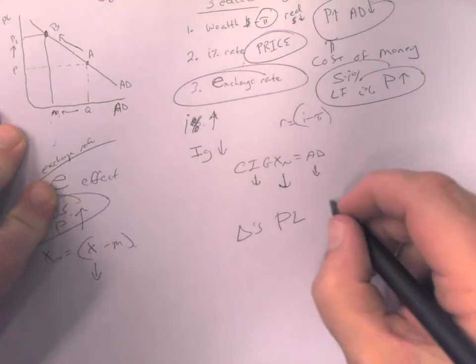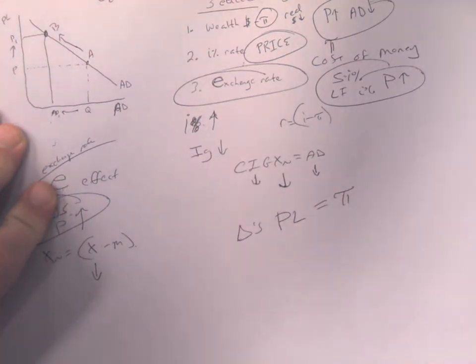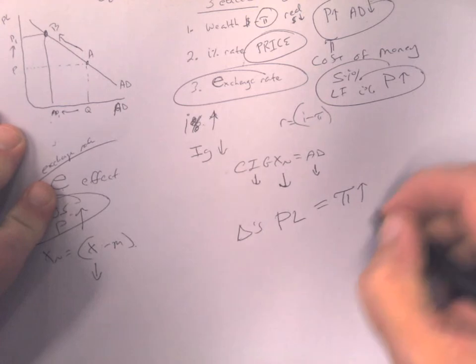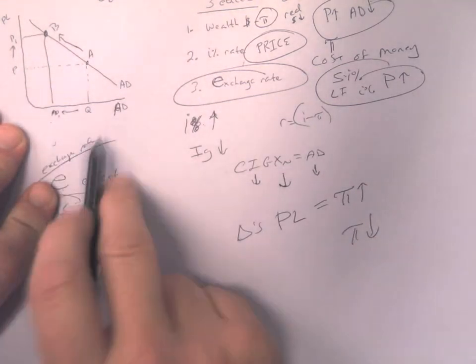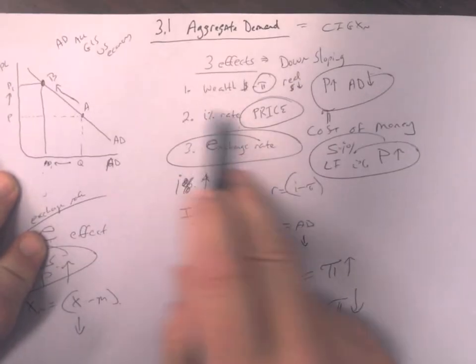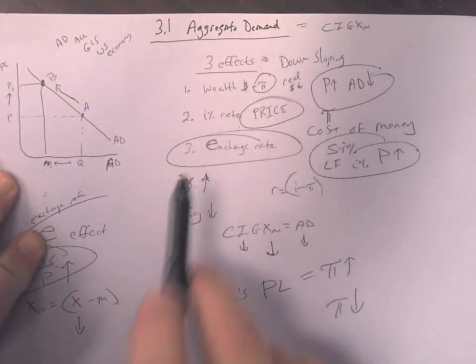So all in all, any changes in price level are going to affect everything. So changes in price level, that is inflation going up, or deflation going down. So changes in price levels are going to have changes to aggregate demand based on these three effects: wealth, interest rate, and exchange rates.